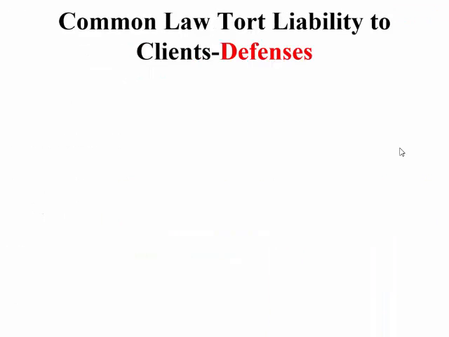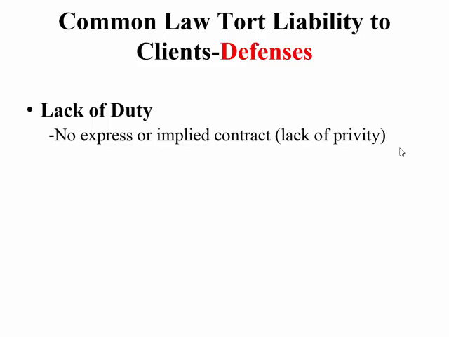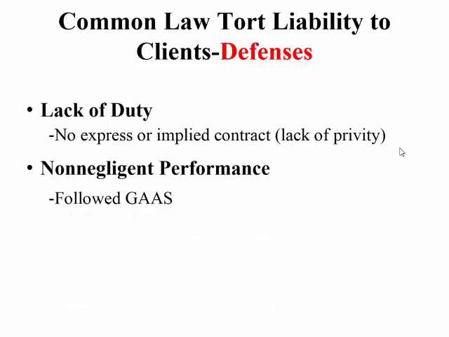So what are your defenses? What's available to you? Well, one is lack of duty. So you can say, well, there's no privity. If someone's suing you because they're saying that you didn't do something, you could just say, hey, look, I didn't have a duty of care to you because I don't have a contract with you, so you had no expectation that I would have done that. Non-negligent performance is always an option. So you can say, I followed generally accepted auditing standards. I did what a reasonable auditor would do, so I'm not liable for any losses that you suffered.